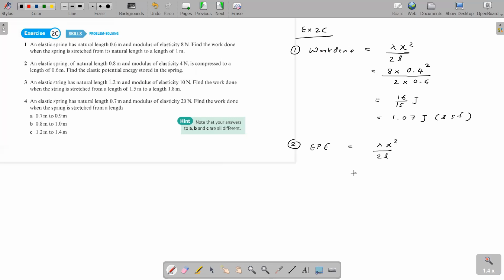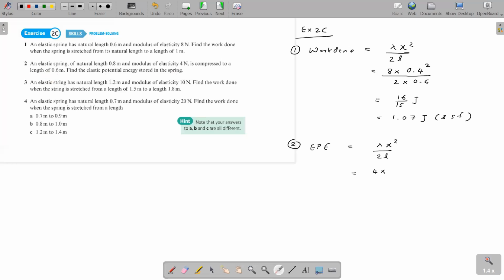Lambda x square over 2L. Lambda is 4 Newton. What is the extension? In this case, it's a compression. Natural length is 0.8 and you are compressing it to a length of 0.6. How much is the compression? 0.8 to 0.6. How much are you compressing?